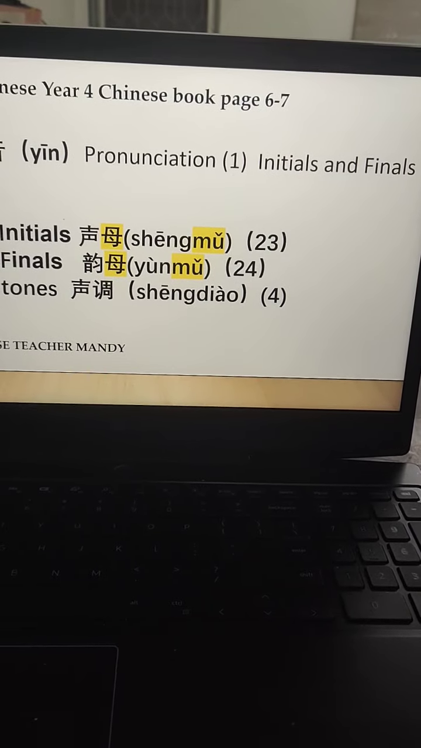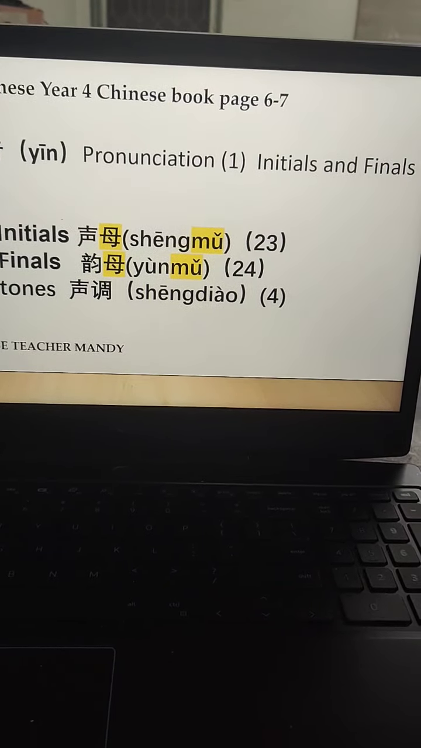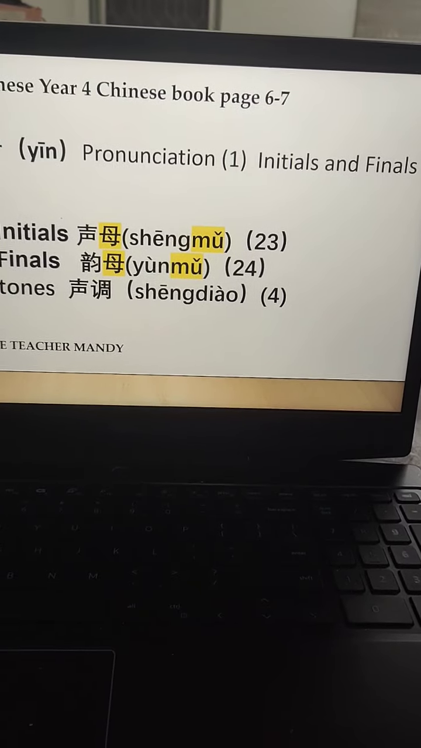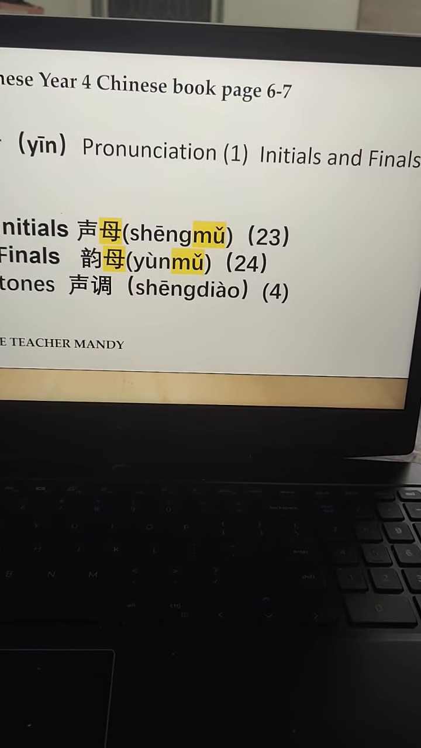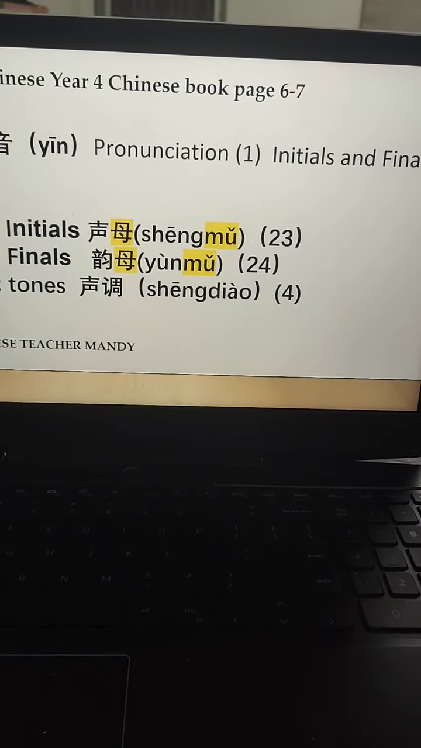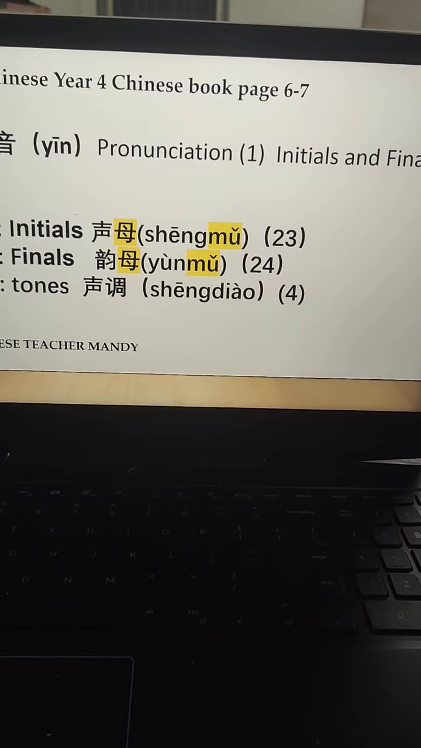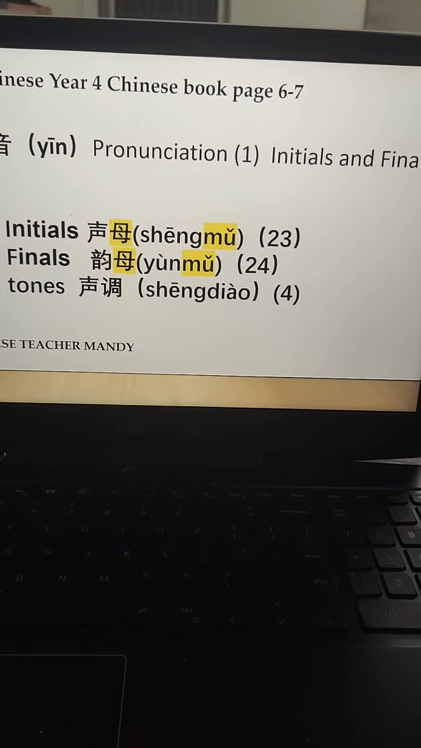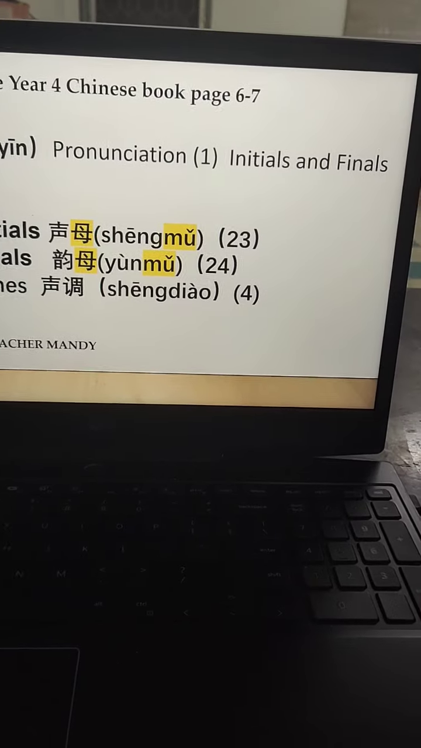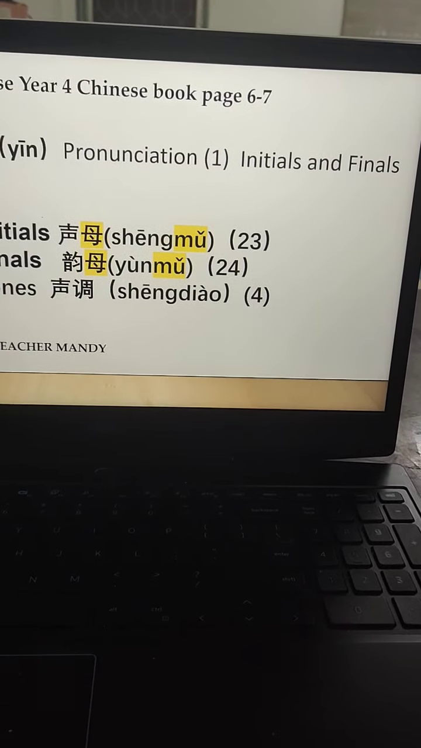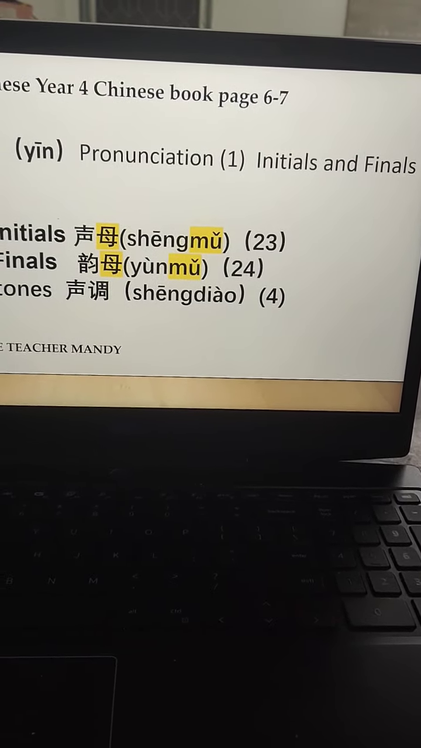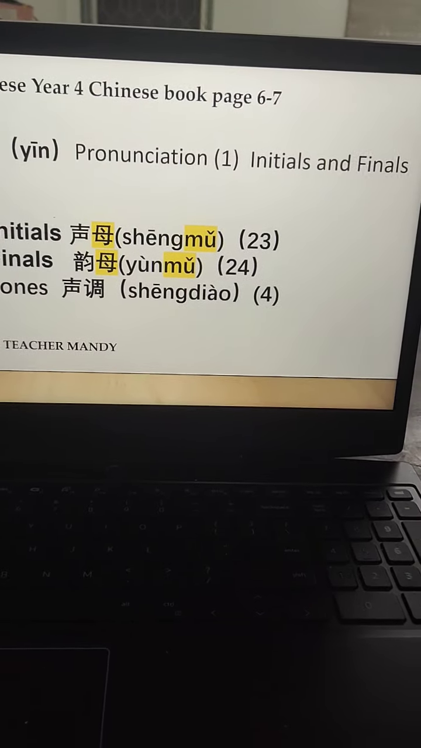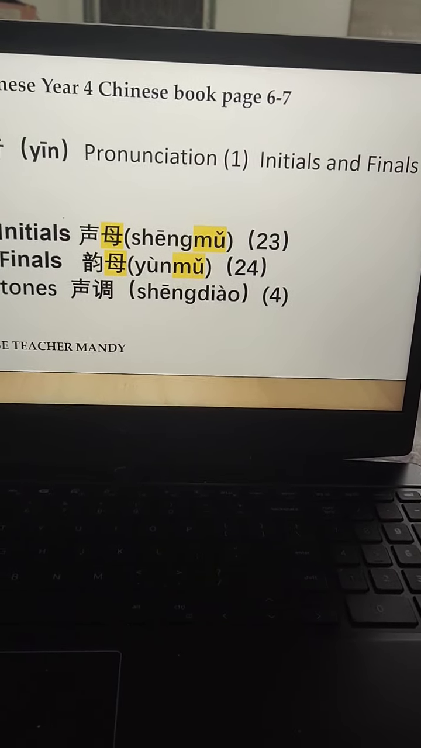The initials means the syllables that put the consonants. You know consonants? Like bo, po, mo, fo, that puts at the beginning of the syllables. And the finals is like vowels, a, o, like that. Don't worry, we will look at one by one in today's lesson.